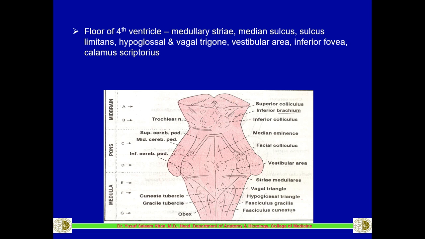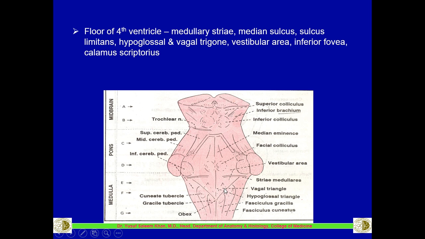The floor of the fourth ventricle will be having the medullary stria. You can see here, this is the medullary stria. The median sulcus and the sulcus limitans will be there. Then we have the hypoglossal as well as the vagal nuclei.